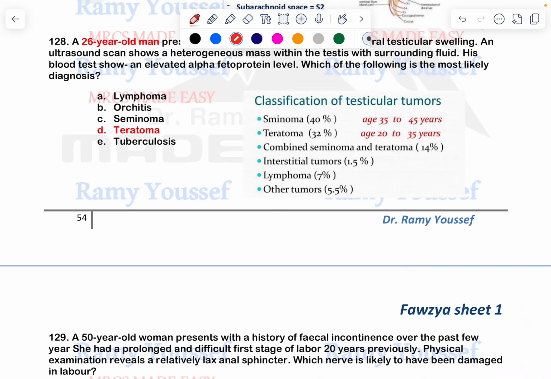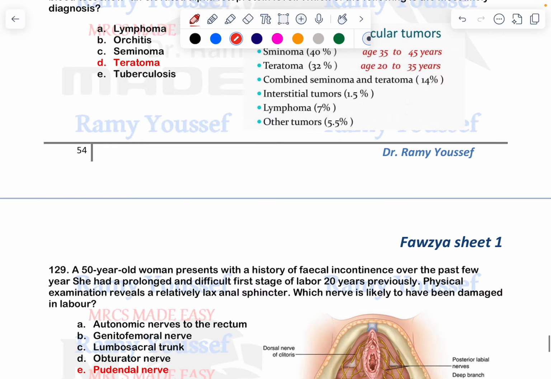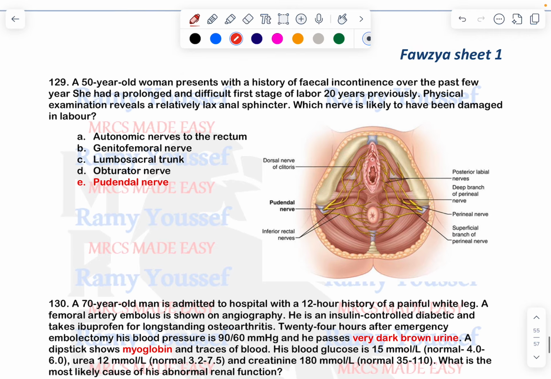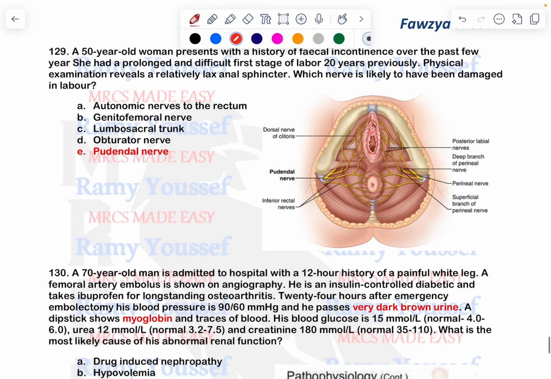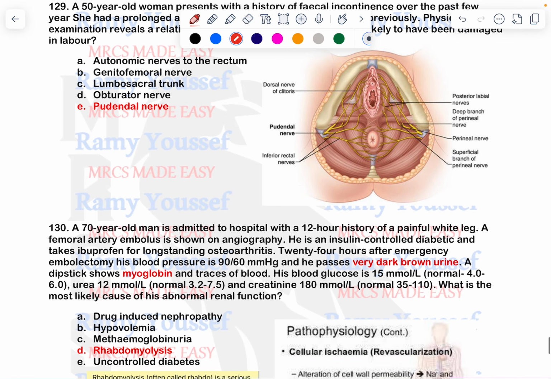A 50-year-old woman presents with a history of fecal incontinence. She had prolonged labor, and physical examination shows anal swelling, which likely led to pudendal nerve injury. Myoglobin, very dark brown urine, and abnormal renal function: rhabdomyolysis, myoglobin.